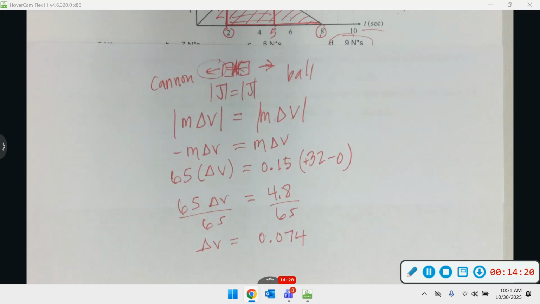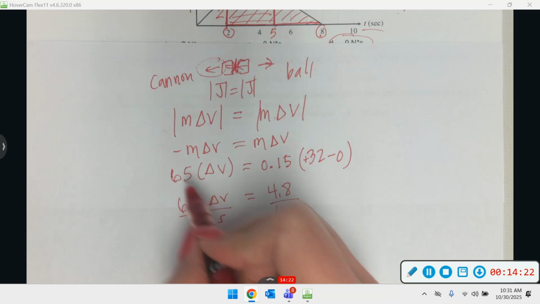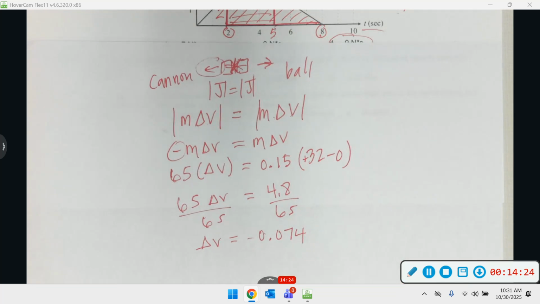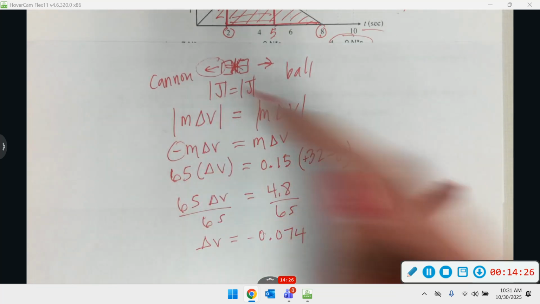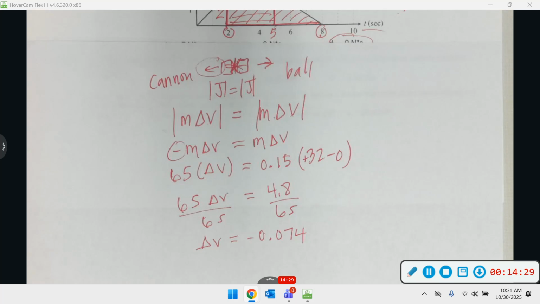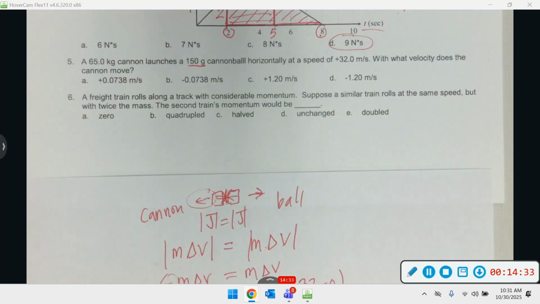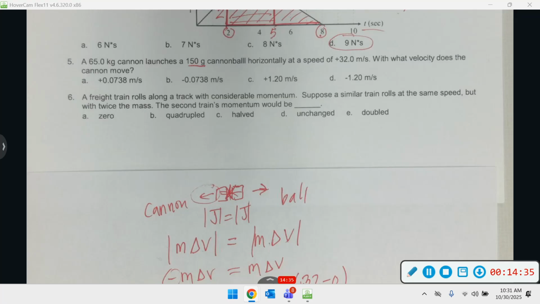Okay, so you need to remember to tack that negative back on. Okay, or just look at your picture if you drew one. It's going to the left. Put a negative on it. Draw a picture so you don't miss the sign. Okay, so the answer that you should have is B for number 5.